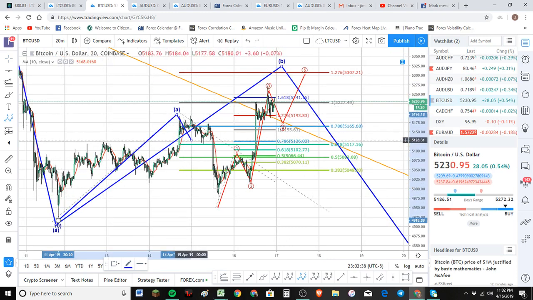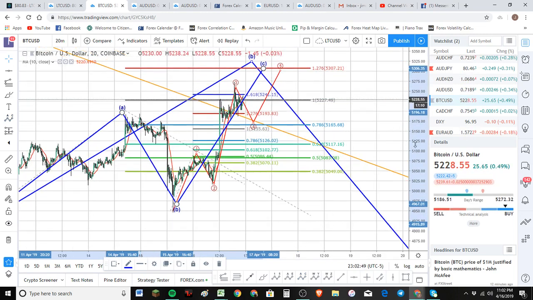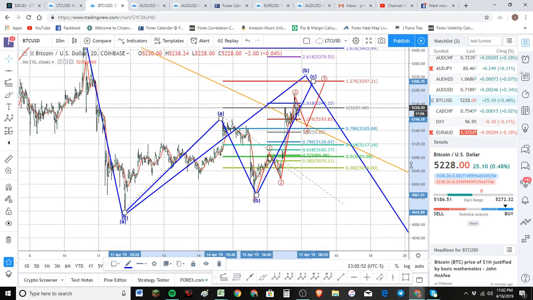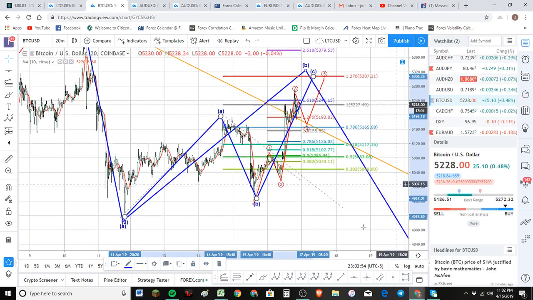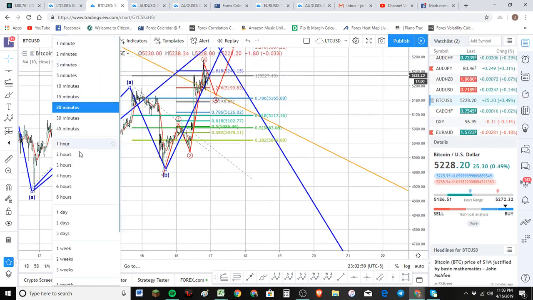A, B, and C, like that. So that's what we're looking at. So we should be coming up here to the $5,300 mark. That might be a good area. If it comes up there, it might be a good area to short. To be thinking about a short and shorting this C wave. So can we project where the C wave is going to come?